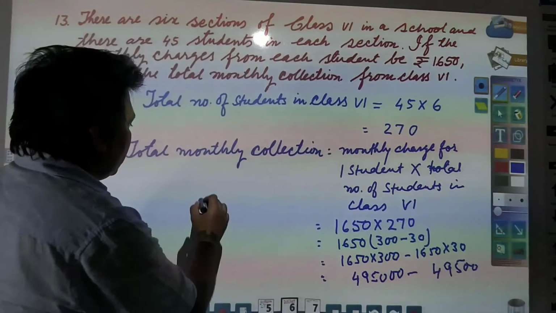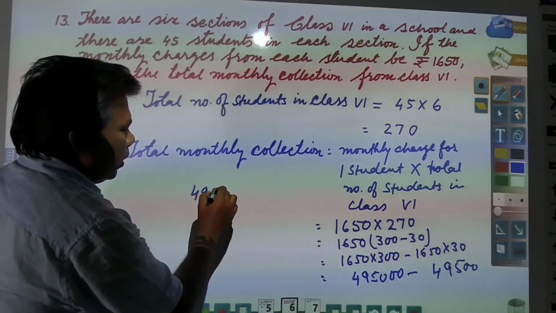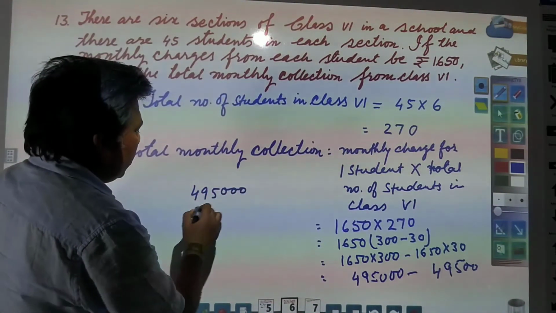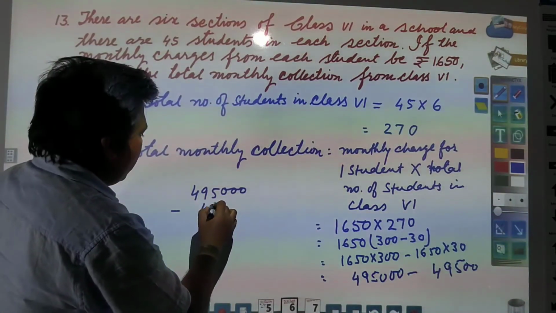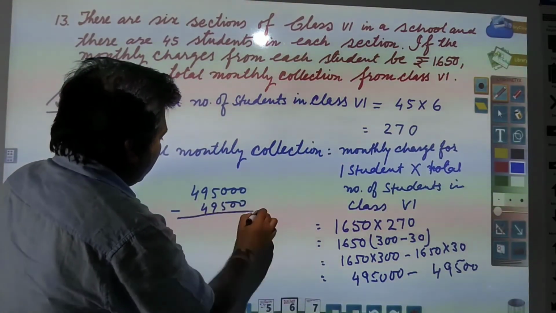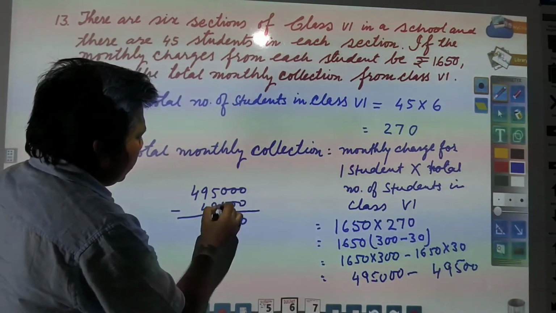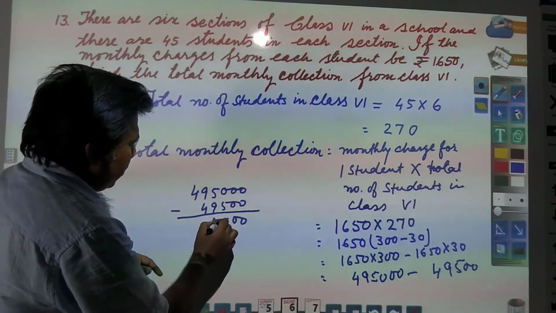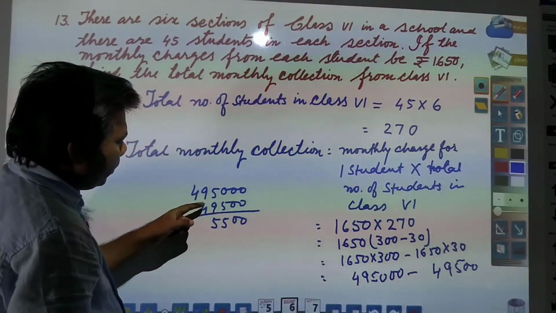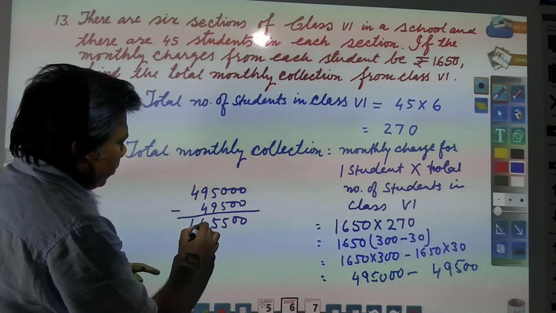So you subtract this, 4 9 5 0 0 0 minus 4 9 5 0 0. So this will be 0, 0. Here you will have 5, 14 minus 9 will be 5. Here you will have 8 minus 4 will be 4, and this will be 4.